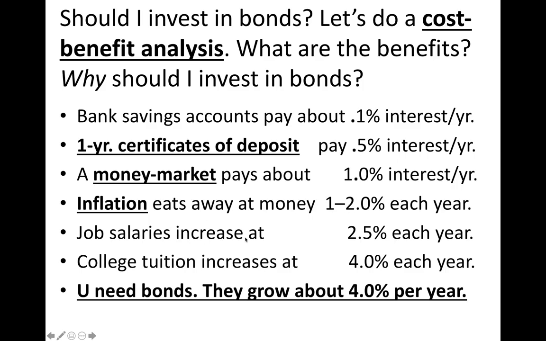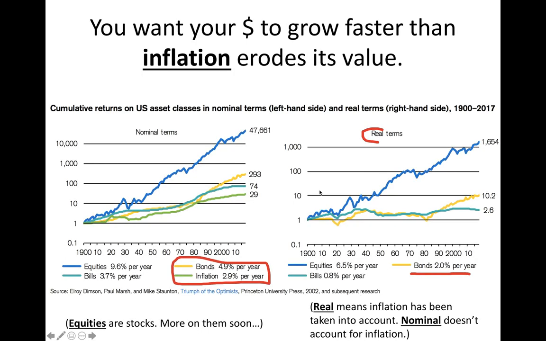Job salaries increase at about 2.5% a year, just beating inflation. College tuition increases at 4% a year. Health insurance premiums increase at 5% a year. So you need to invest more aggressively than simply putting your money in the bank. You need to invest in bonds. They grow on average about 4% per year. Again, you want your money to grow faster than inflation erodes its value.